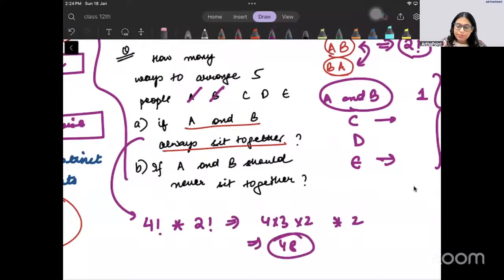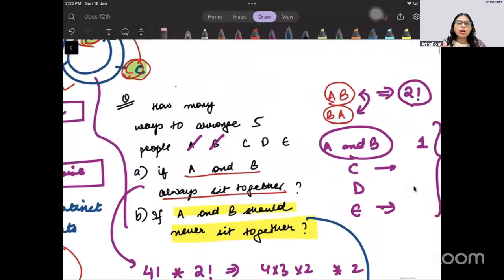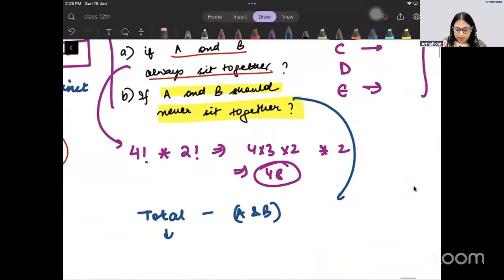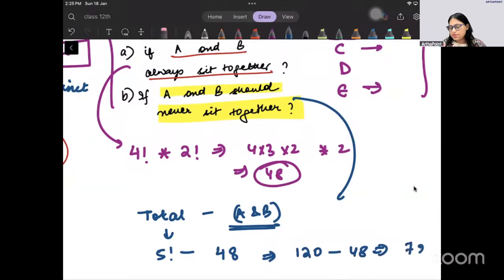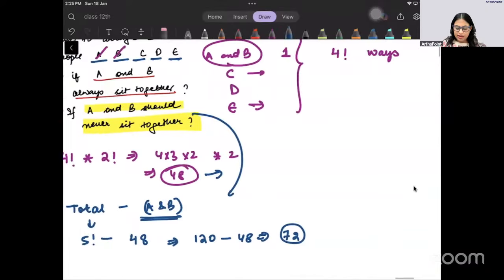And now the second part says that A and B never sit together. Right? So this is very simple. This is nothing but total minus A and B sitting together. So what is the total number of arrangements? There are 5 people who need to be arranged, so total will be 5 factorial ways. Minus A and B together, which I have already found out is 48. So the value of 5 factorial we know is 120, minus 48. This will be 72.